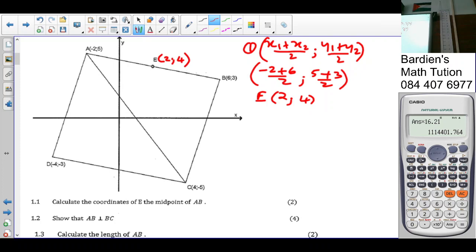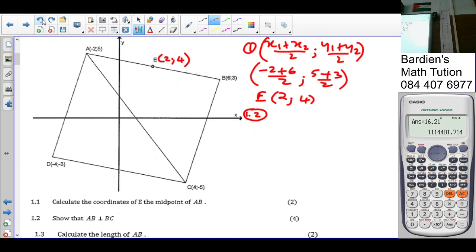Then it says in 1.2, show that AB is perpendicular to BC. So that means you must show that the angle is 90. There's more than one way of doing it. I can calculate the lengths of the sides of the triangle and prove that the converse of the theorem of Pythagoras can be applied, or is true for that. Okay? Or gradients. It's going to be a bit easier.